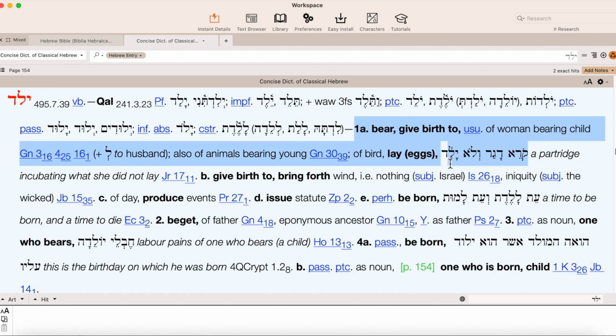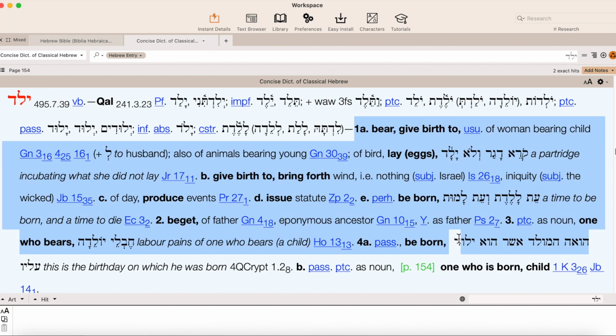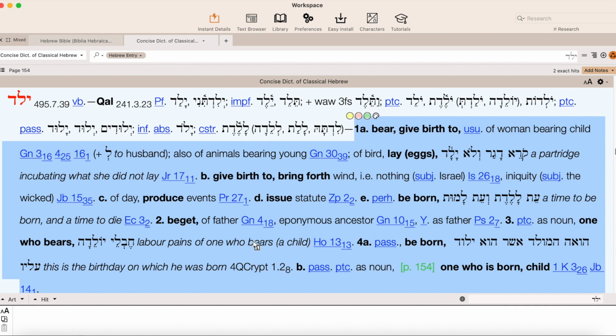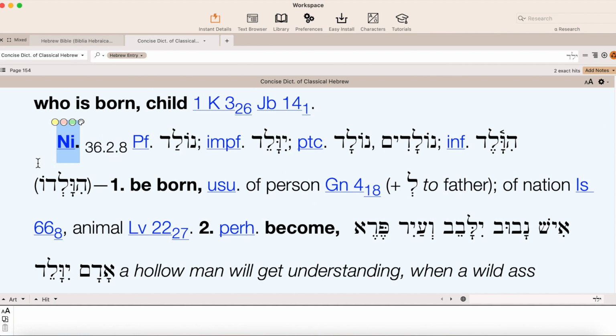Like any English dictionary, there are multiple translations for our verb in the kal, but for now we're just going to focus on the main one, which was 1a, a mother giving birth. Next we come to a paragraph that begins with ni, and this is an abbreviation for the Nifal stem. And we see the number 36. Okay, it's going to appear 36 times.